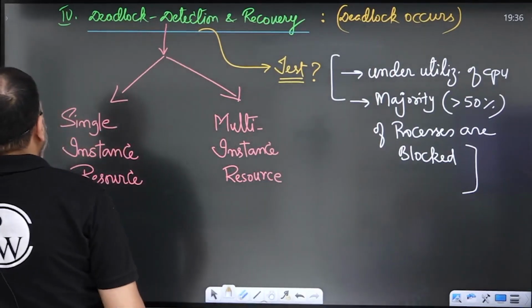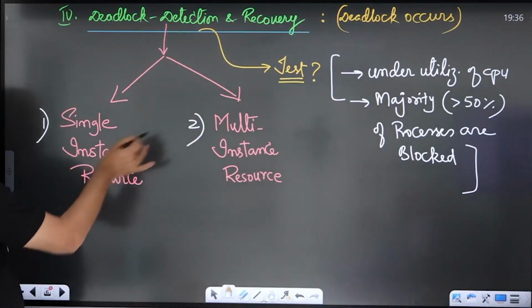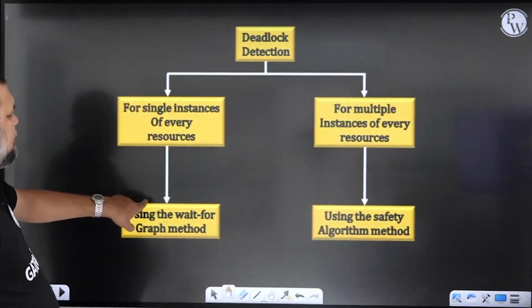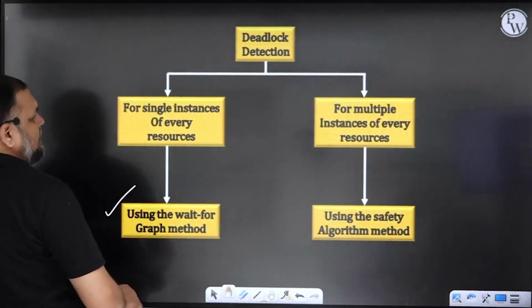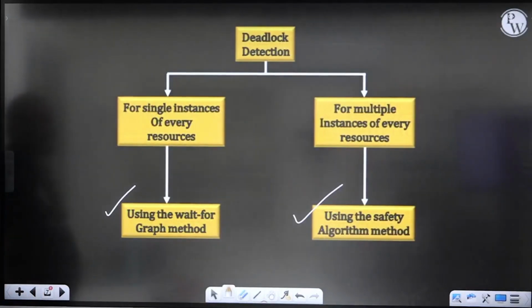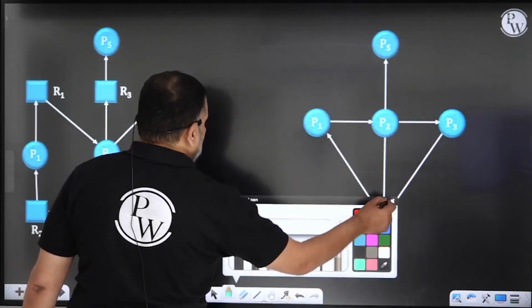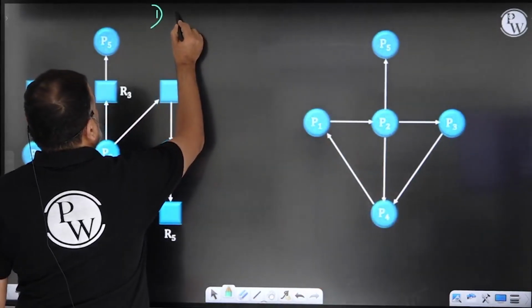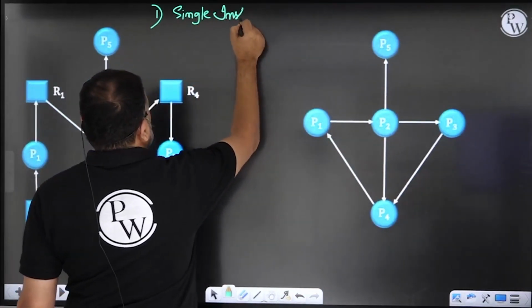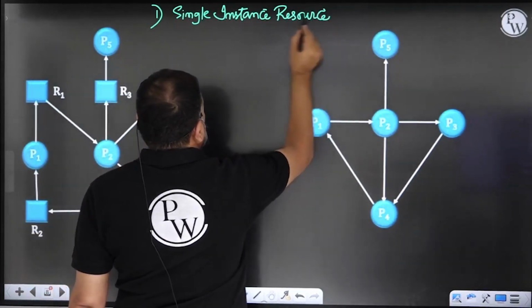So what are the tests? As I said, there are two tests. Single instance resource and multi-instance resource. Deadlock detection for single instance resource is based on a concept called the wait-for graph, which I am going to discuss. For multi-instance resource, it is based on the safety approach, which we have seen. We'll talk about both approaches. Listen to me. The first deadlock detection test is for the case of single instance resource, when the system has resources of single instance type.